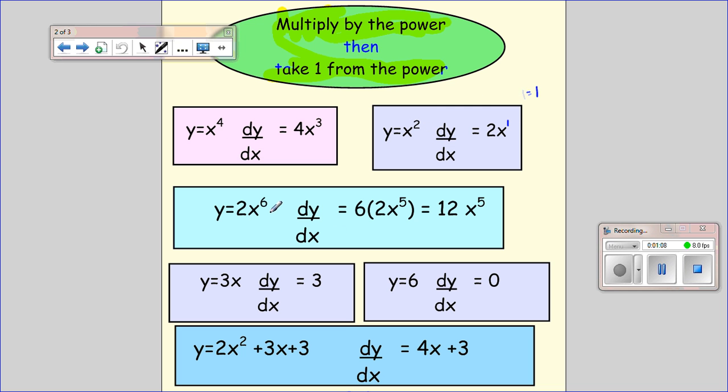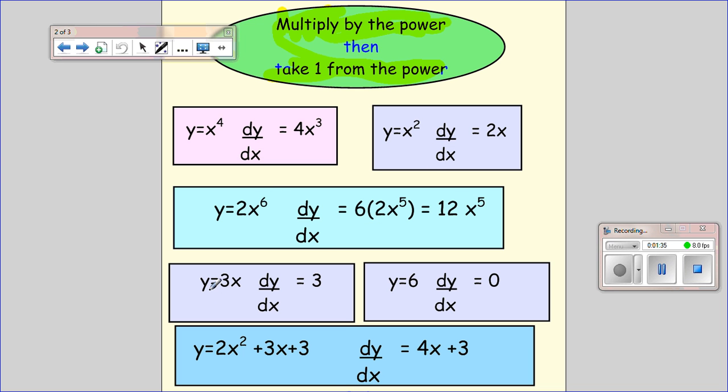So here we've got y equals 2x to the power of 6, we multiply by the power, we multiply everything by that power, and then we take 1 from the power of 6, take away 1 gives you the 5, and then you just multiply out the 6 times 2 to give you the 12. You can go straight to this last step if you're happy with that. You just think 6 times 2 gives you 12, 6 take away 1 gives you 5.